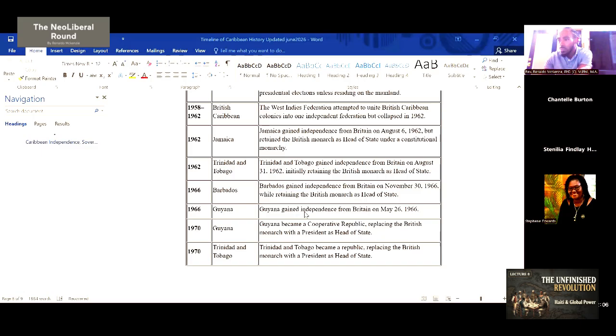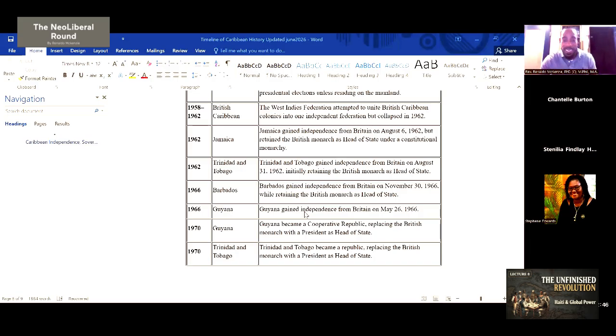In 1966, Barbados gained independence from Britain. So Jamaica first in the British Caribbean, then Trinidad, and Barbados in 1966, on November 30th, 1966, while retaining the British monarch as head of state. That has changed. Barbados is no longer a constitutional monarchy. Jamaica is a constitutional monarchy. They've been trying, but I'm not sure what's taking them so long.